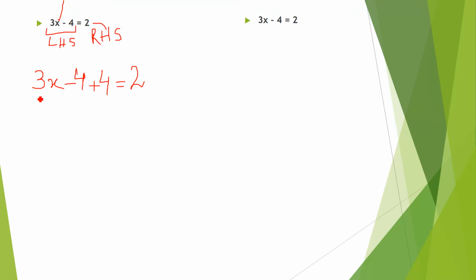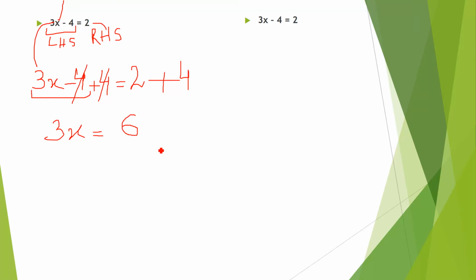But I told you that whatever we do on the left hand side, the same operation we have to do on the right hand side as well. 3x minus 4 is already in the question. What we did here, we added positive 4, so the same positive 4 we will add on the right side of the equation. This is negative 4, this is positive 4, they will cancel out each other. So the remaining is 3x is equal to 2 plus 4, equal to 6.